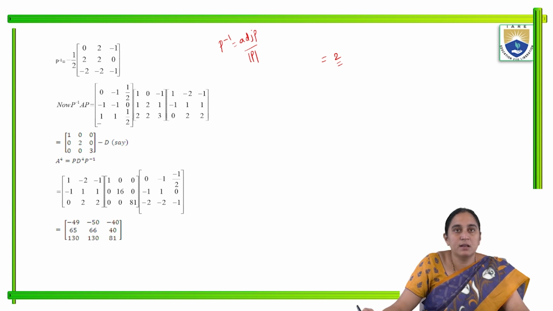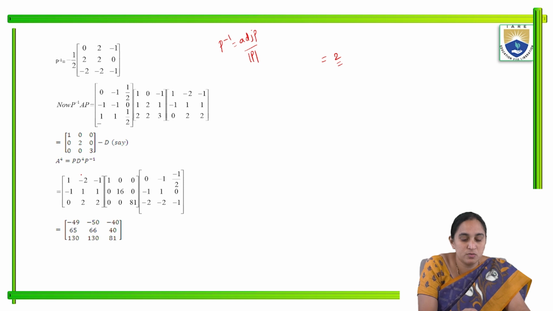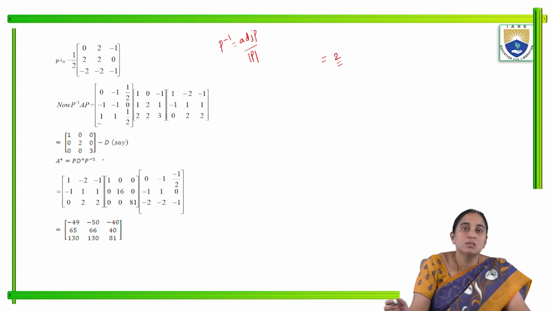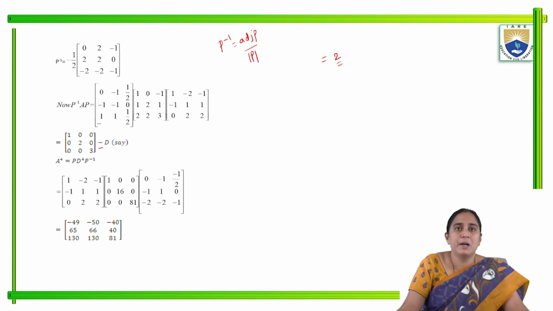Okay, for that, P inverse AP is equal to what? That is, we get 1 0 0, 0 2 0, 0 0 3. This is a diagonal matrix. Once observe this diagonal matrix D, the diagonal elements are equal to what?